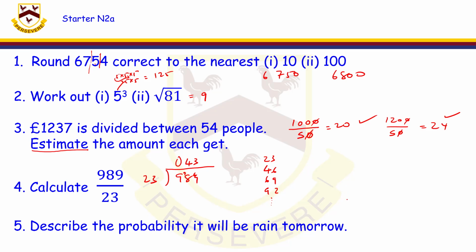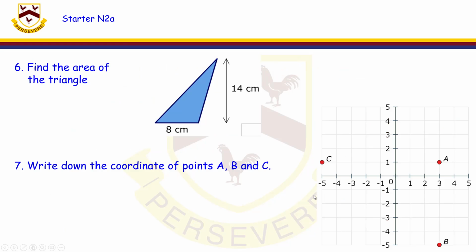And question number 5, describe the probability it will rain tomorrow. So you have to use maths descriptions, probability descriptions. So I'm happy with likely. I'm happy with evens. Very likely. I don't know if I'm happy with unlikely, because I think it is likely. Don't drag your work yet. You've got 2 more questions to go. Okay, so carry on with these 2.